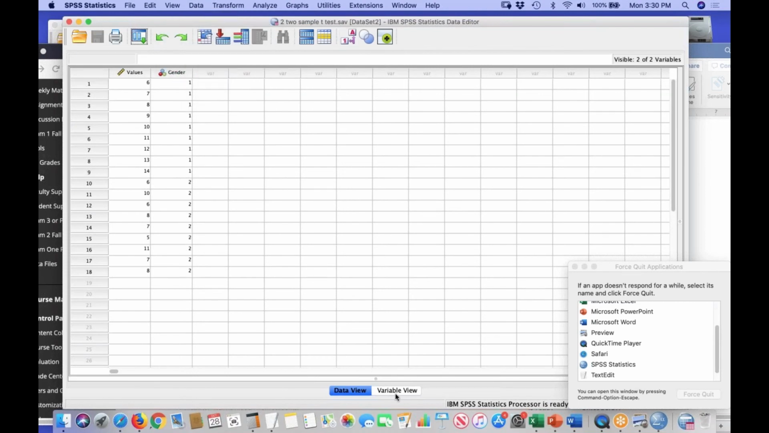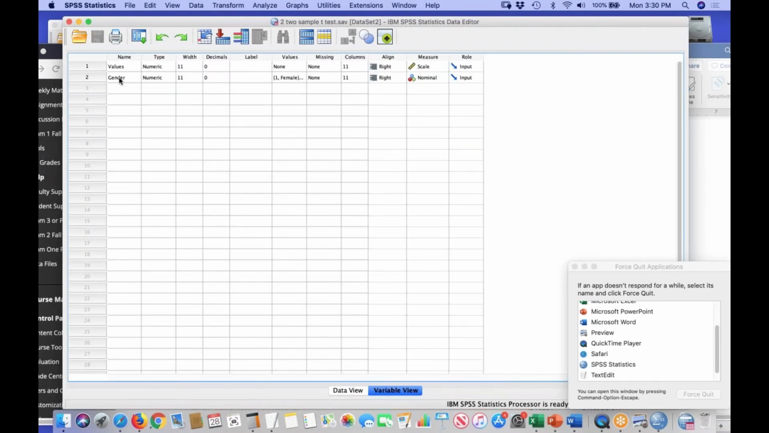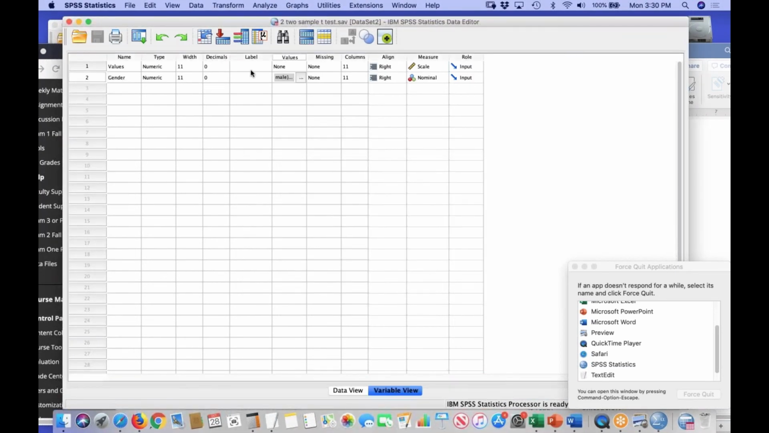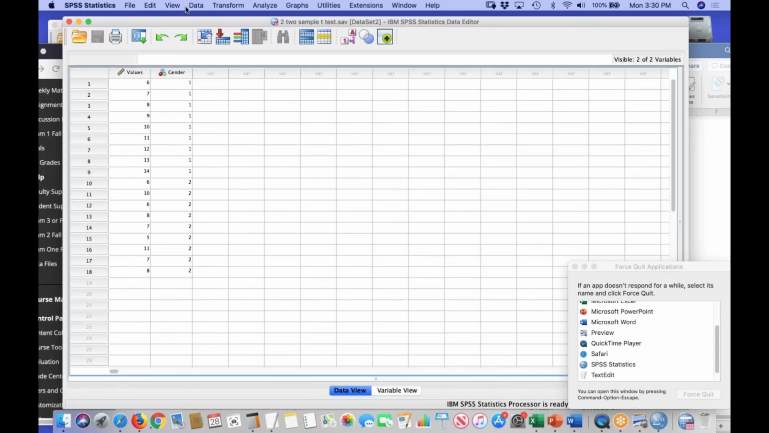If I go to the variable view, you'll see that gender is listed as a nominal variable. I noted that one represents male, two represents female. And the variable named values is actually a numerical or scalar variable. I'm going to turn the value labels on so you can see what they are.